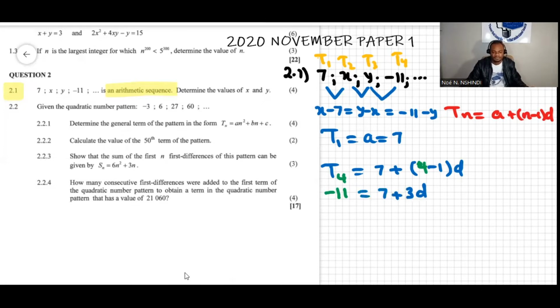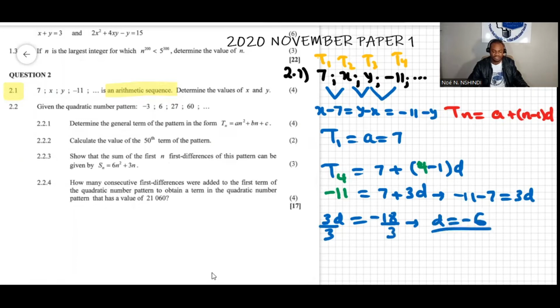I have this, okay? And then I can work out d if I move the 7 over. So this will be negative 11 minus 7 equal to 3d, and that makes 3d equal to negative 18. To find the value, I can just divide both sides by 3, and then d will be equal to negative 6. That's the constant difference.